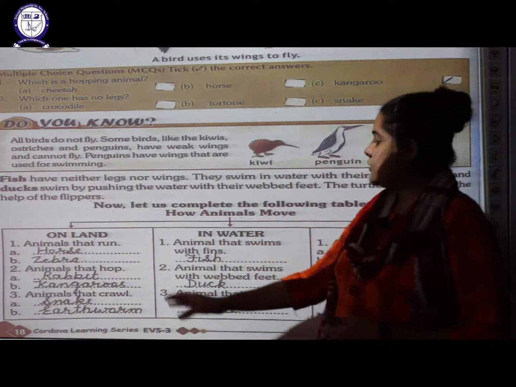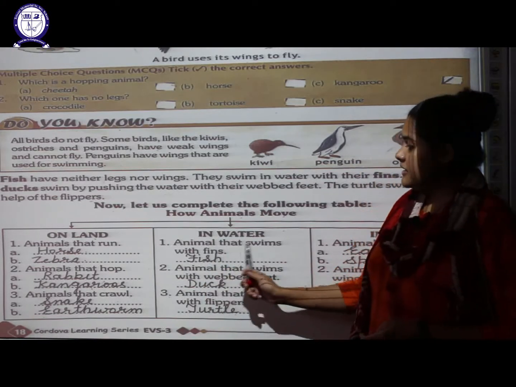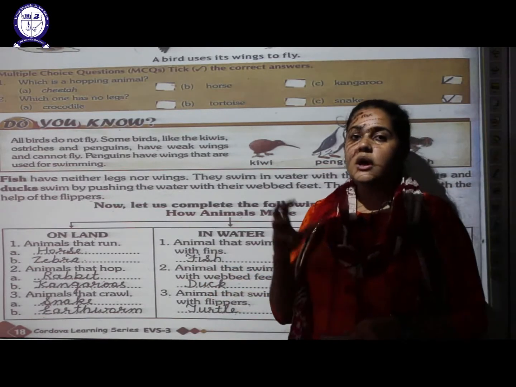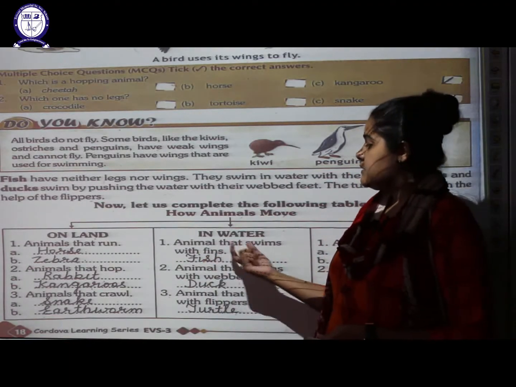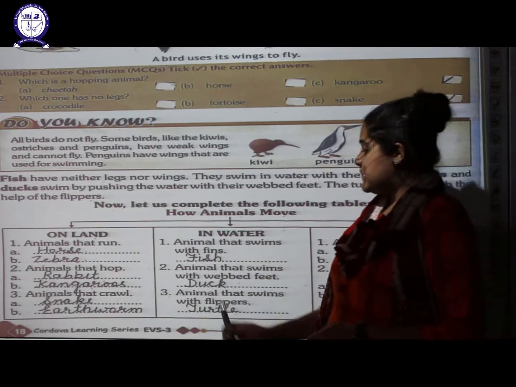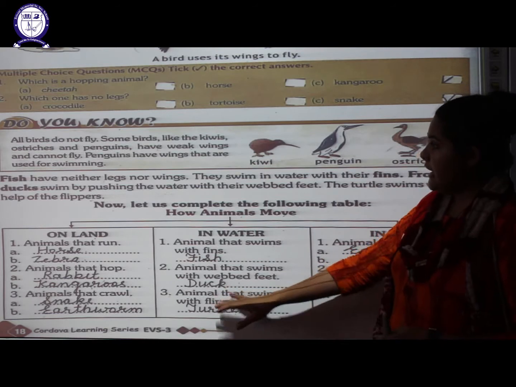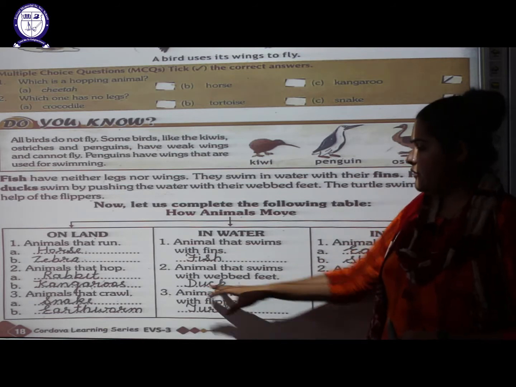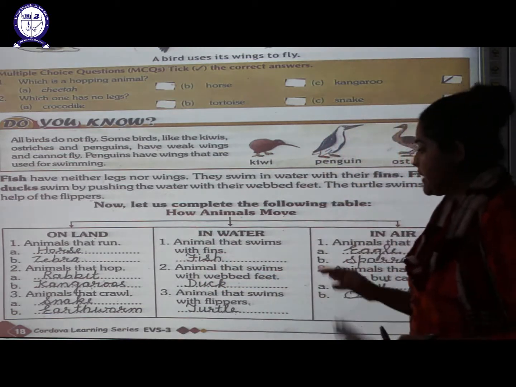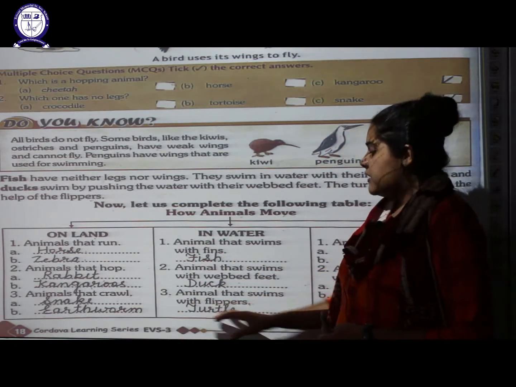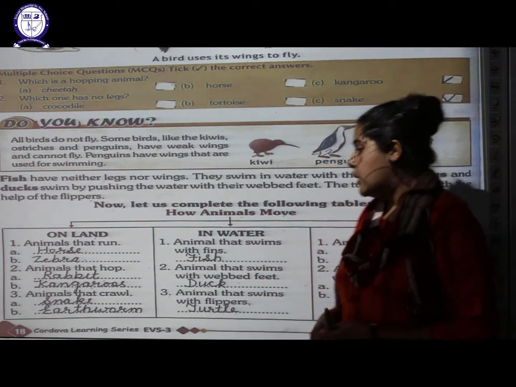So let's move forward to the water. The animals that move in water. So you have to name the animal that swims with the help of the fin. Which animal uses fins for swimming? The fish uses its fins for swimming. Next is the animal that swims with webbed feet. So you can write down duck as well as frog, any one of them, they use their webbed feet for swimming in water. The next is the animal that swims with flippers. So turtles are the animals which use flippers to swim in the water.